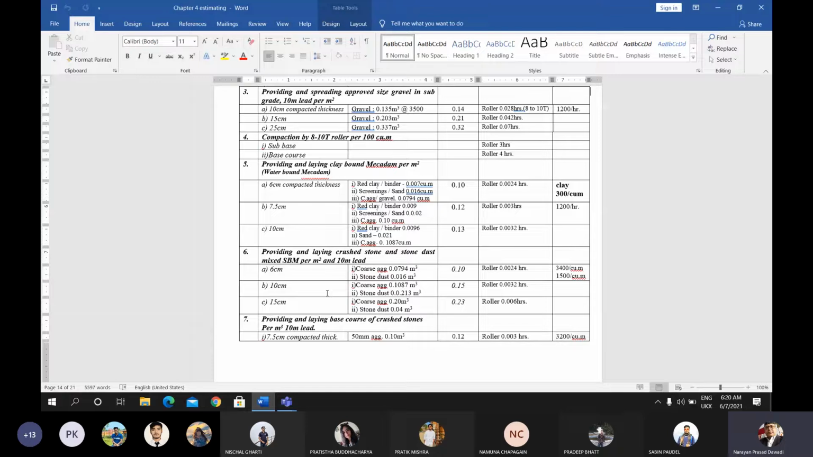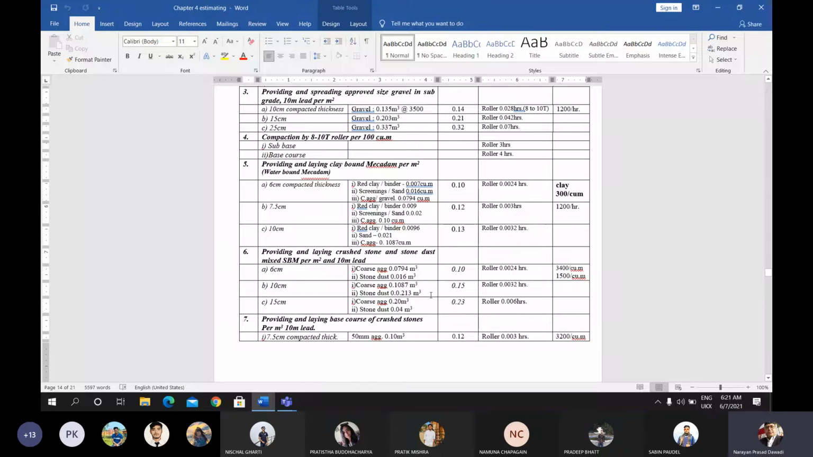We use the stone dust. The stone dust contains the powder as well as the small coarser particles of the stone, and that may be the waste material during the crushing of the stone into the crushed gravels. That material can be used for the stone bound macadam. We need the coarse aggregate and the stone dust.